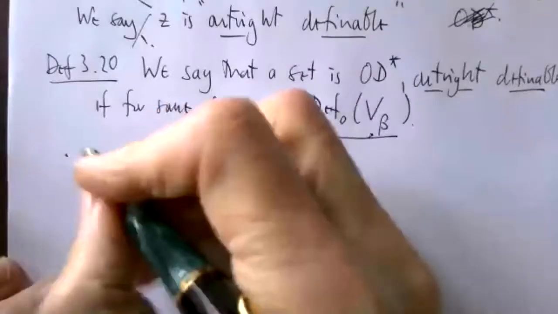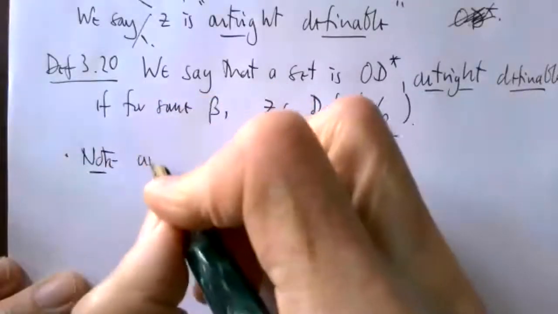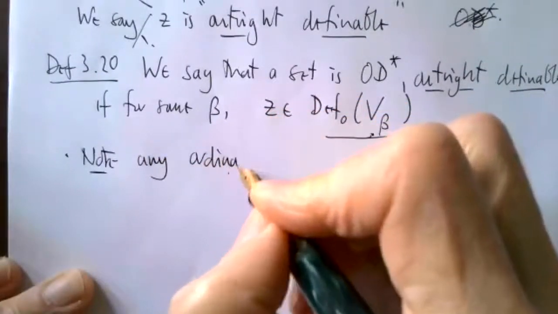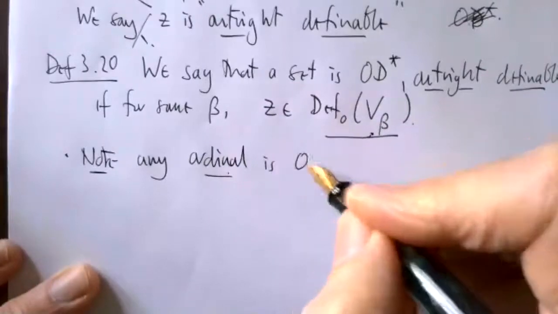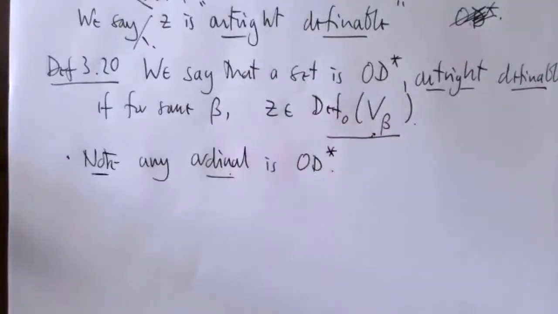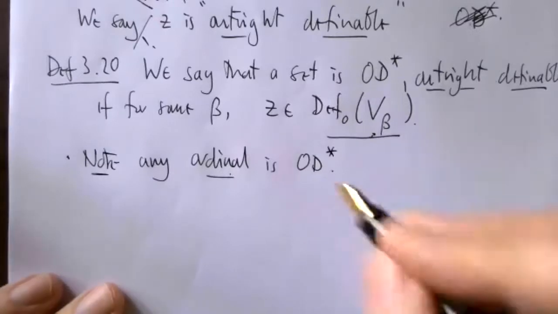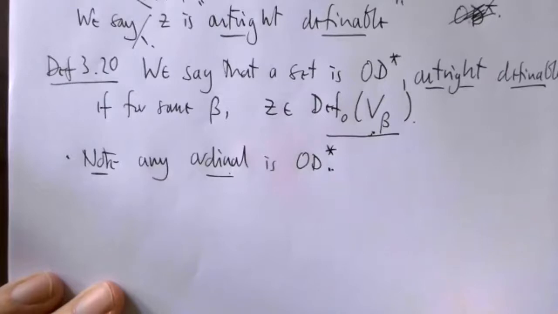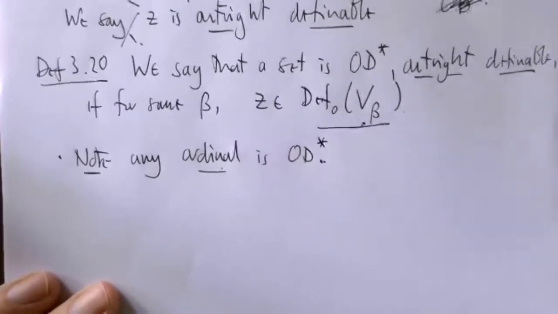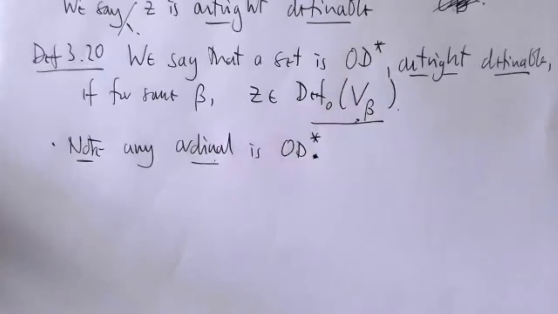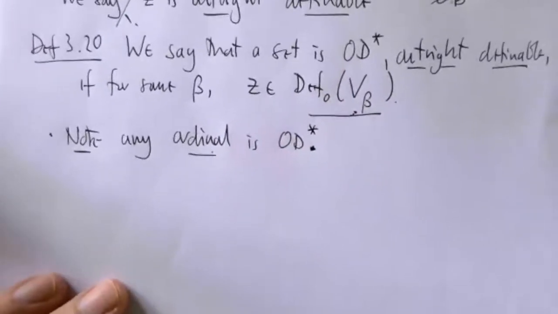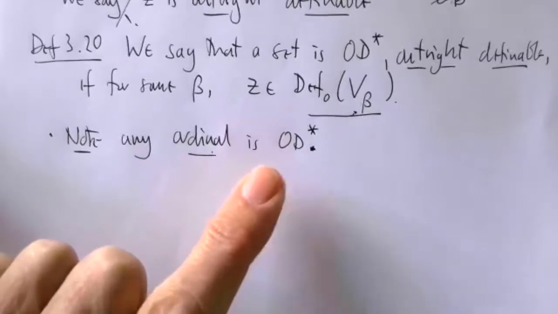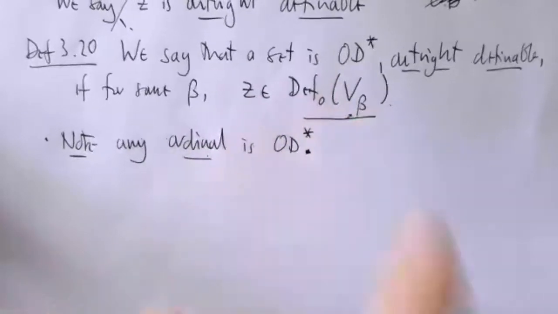Well, any ordinal is OD star. Maybe I'll come back to this later. So you can ignore this little bit here for now. You might like to think about how you would demonstrate this over some V beta or other.